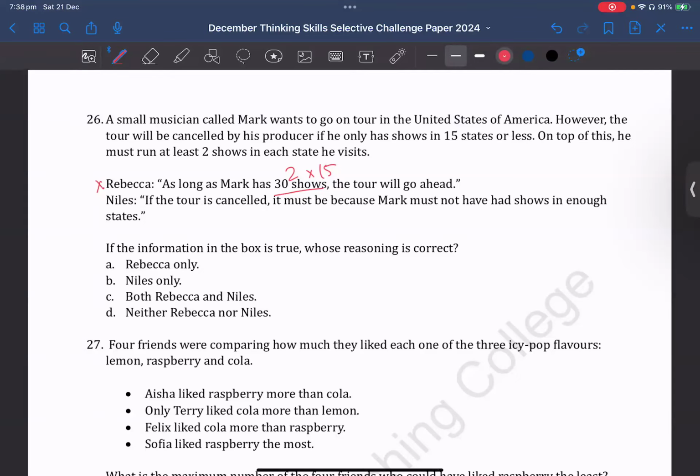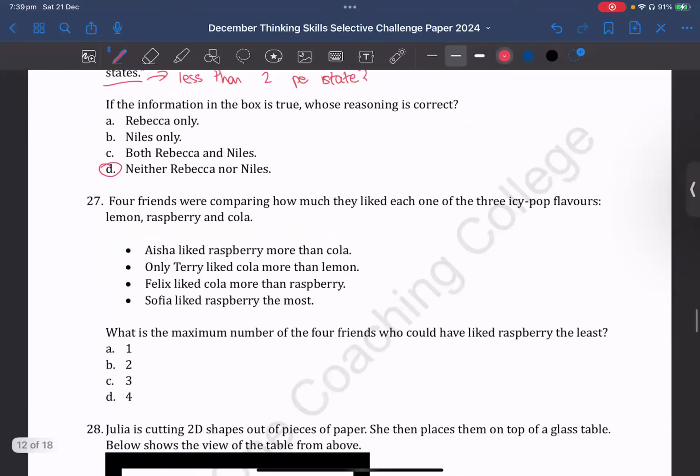Now it says if the tour is cancelled, it must be because he didn't have enough shows in enough states. But remember, you have to have that number of states as well. So it's not just enough states. What about shows per state, right? So less than 2 per state. That could be another reason as well, which is why both these people are wrong. D is the best answer.